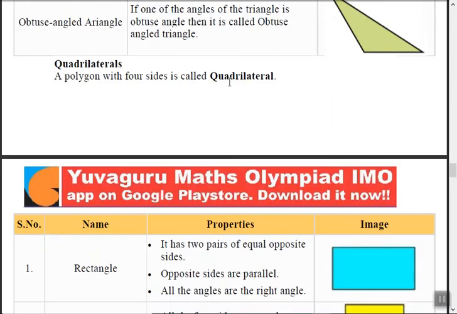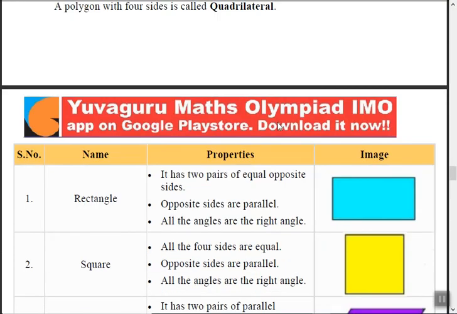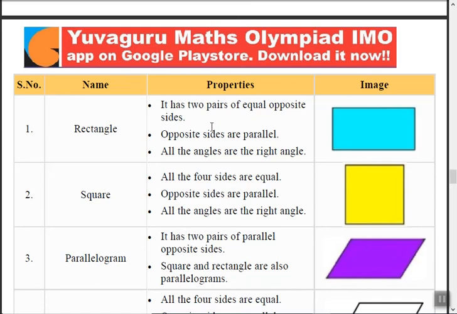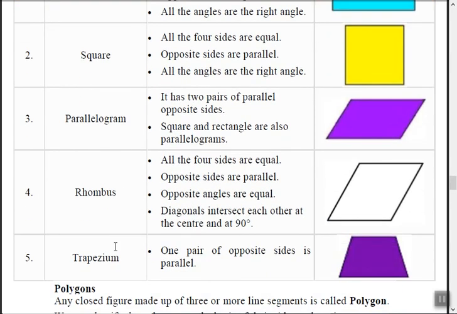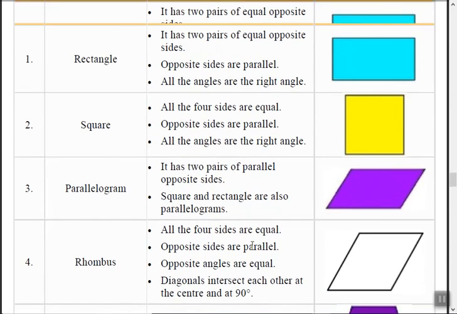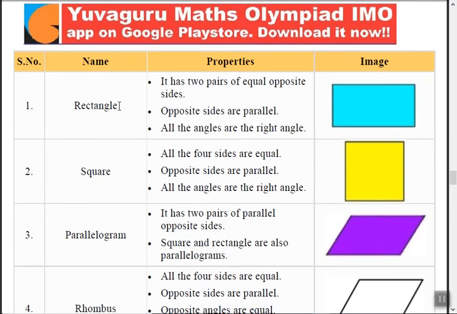Now quadrilaterals. Quadrilaterals are figures which have four sides. What are the types of quadrilaterals? This is important for you at this level. They are rectangle, square, parallelogram, rhombus and trapezium. Now what are these? It's quite easy. Rectangle means opposite sides equal and all angles right angles. These are the two important features.